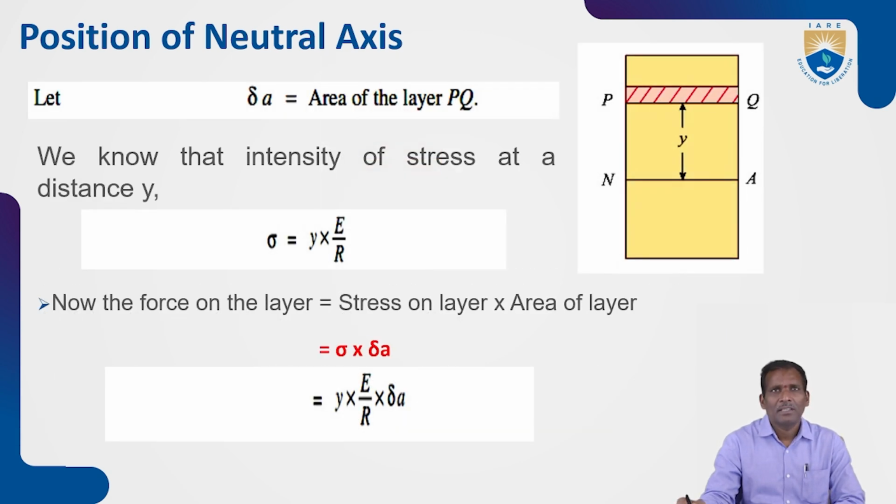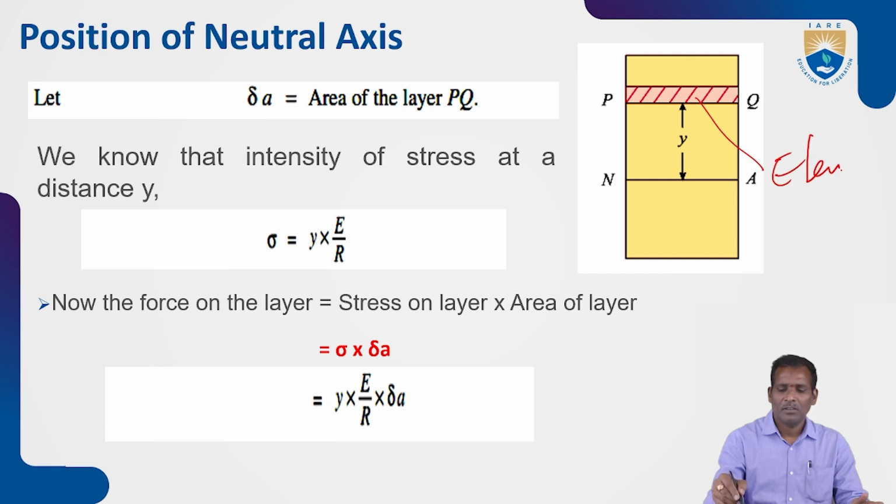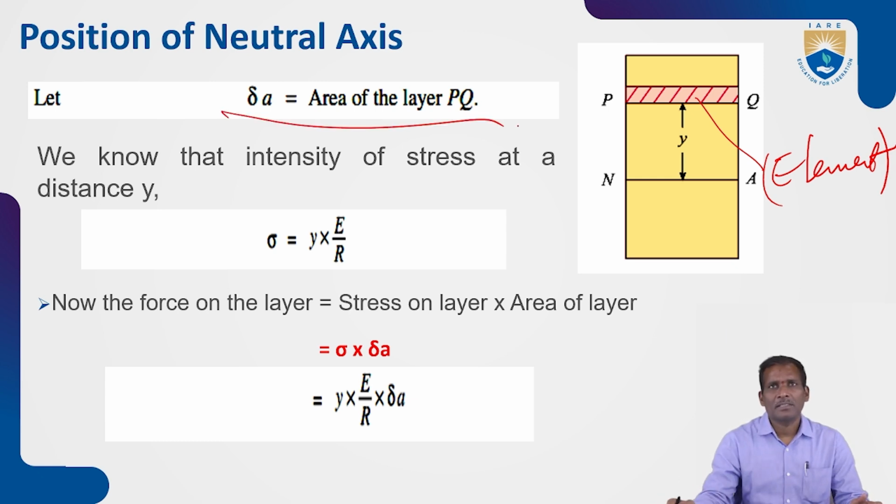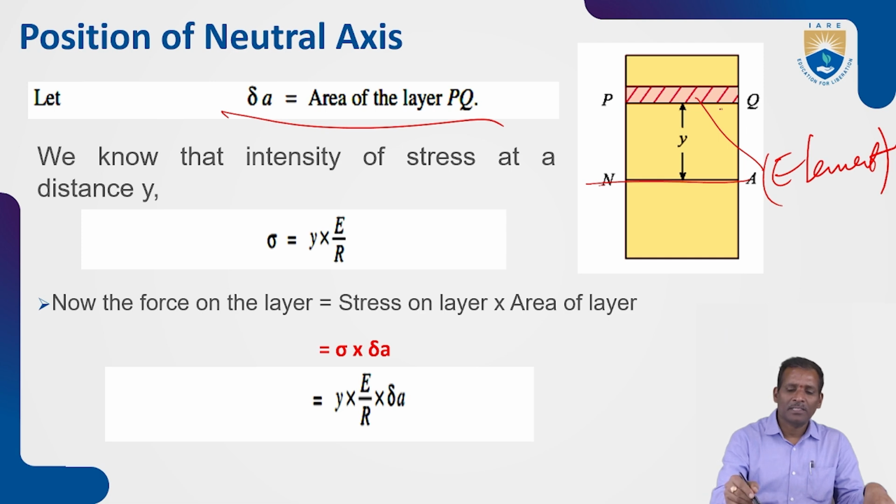So let us calculate the small elemental area of the layer PQ. This is an element taken, and delta A is the area of the layer. We know the intensity of stress at a distance y from the neutral axis. So what is the intensity of the stress at this point, the PQ layer?